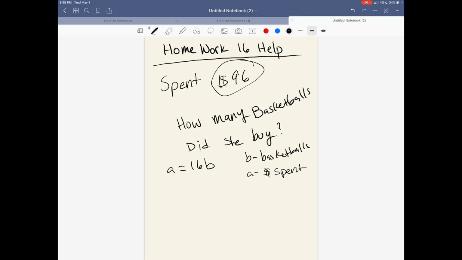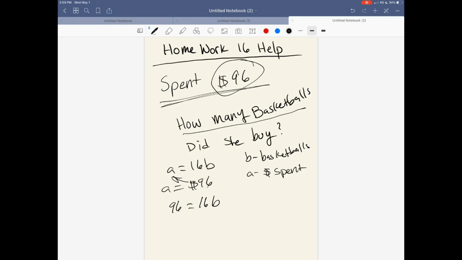So here what they give us is the opposite, right? They give us how much we spent and we have to figure out how many basketballs it took to spend that much money. Okay, so we've got 96. So A is $96. Excuse me. So we're just going to plug that in right there. Okay, so 96 equals 16b.